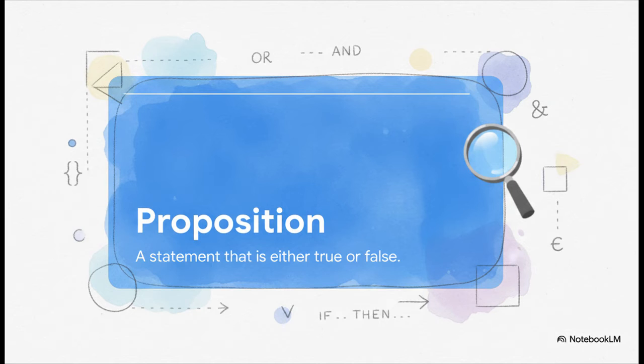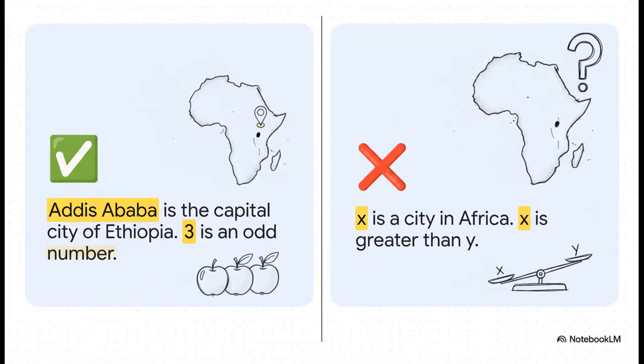Okay, so what in the world is a proposition? It's really simple. It's just a statement that is either true or false. That's it. There's no in-between, no kinda, no maybe. It's a completely black and white yes or no world. And this simple rule is the foundation for everything else we're going to build. All right, let's look at some examples to make this super clear.